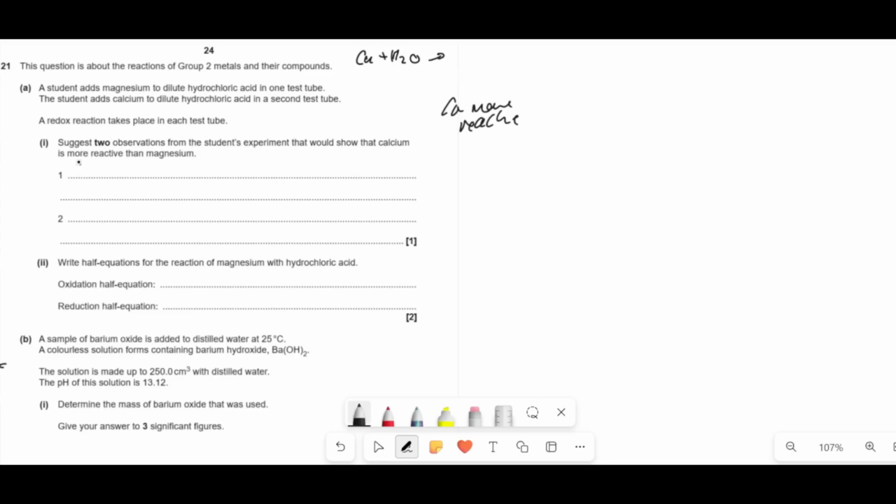So that must mean that calcium must be fizzing or effervescing faster, because if it's more reactive, you've got to make a faster or comparative statement. You can't just say it's fast, you have to say it's faster. And also, it's dissolving as well, so the calcium will dissolve quicker or disappear quicker. Those are your observations. It's like what you're seeing.